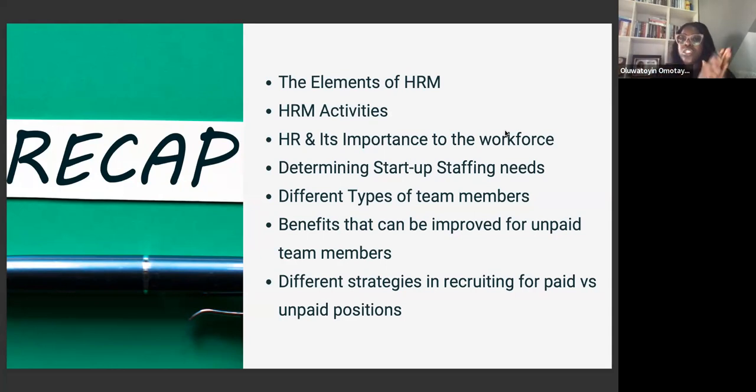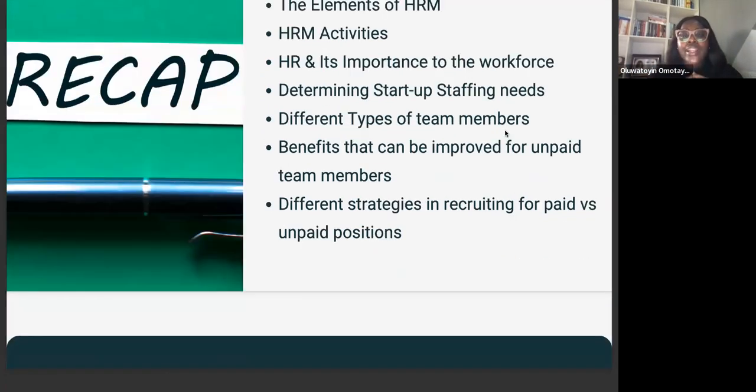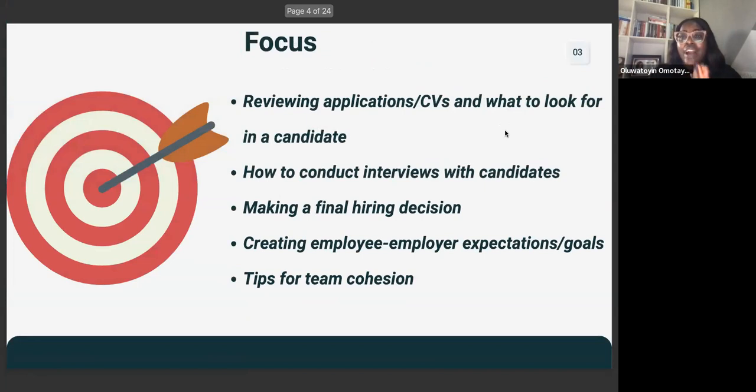We also went into discussing some of the benefits that you can provide for your unpaid team members. So I understand that for some organizations, you probably have not raised any capital, you have maybe little or no investment yet. How can you provide certain benefits to your employees who are not looking to get money? What other things can you give to them? We talked about that. And we also talked about the different strategies that you can use for hiring both paid and unpaid positions. So very quickly, we will go straight into what we have for today.